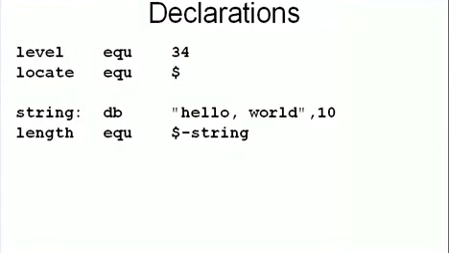The address of the beginning of the string is subtracted from the address of the first byte after the string, so the resulting value of the equate is the length of the string. Doing things like this prevents having to count the characters, and if you change the string, the value of the length will change automatically.